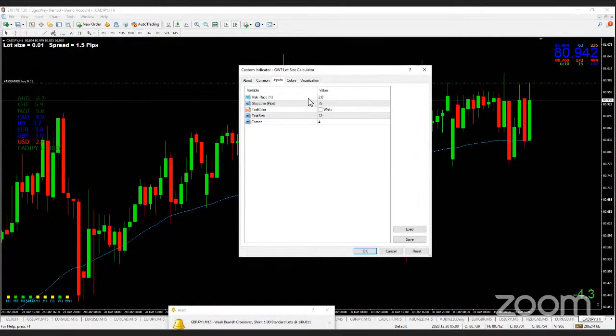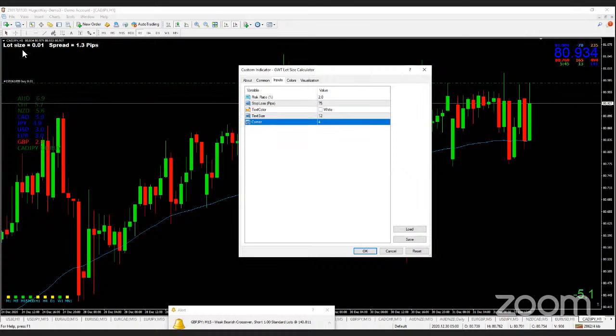There's no place here where you have to type in your account size, because it's able to pick it up without you typing it in. With this one, the text size, which is 12 here, is the size of this. If you want it bigger, you use a bigger number; if you want it smaller, you do likewise. The corner is 4 because it's at the top left-hand corner. If I wanted it here, I'd type in 1. At the bottom right, I'd type in 3. And here, it'd be 2. But here, 4 is over there.